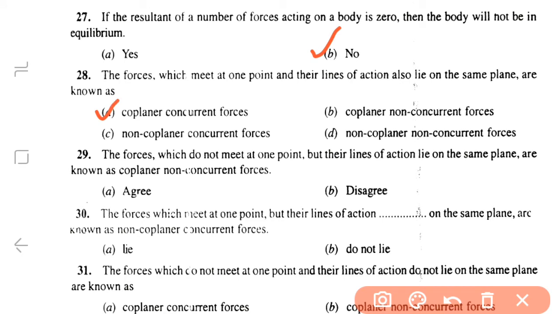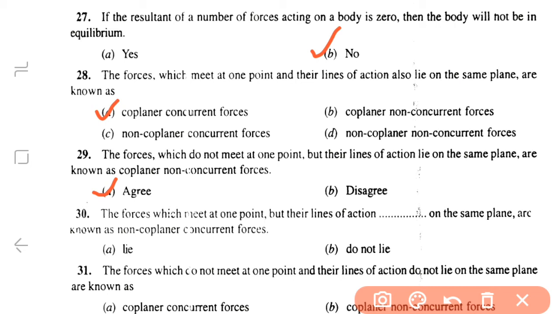Now next is the forces which do not meet at one point but their lines of action lie on the same plane are known as coplanar non-concurrent forces. Here options are agree or disagree. Here option A is correct answer, that is agree.